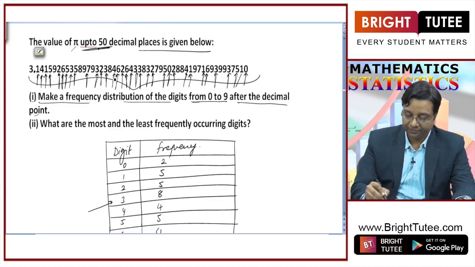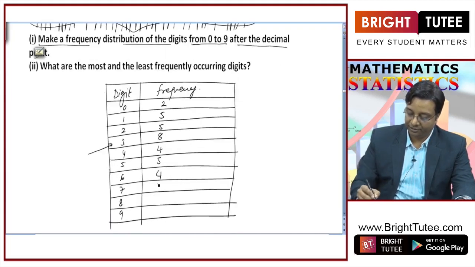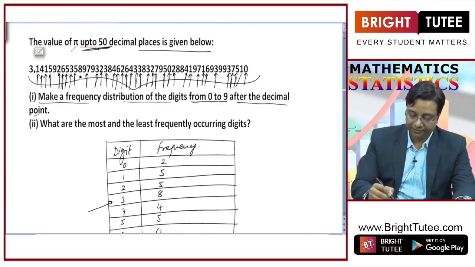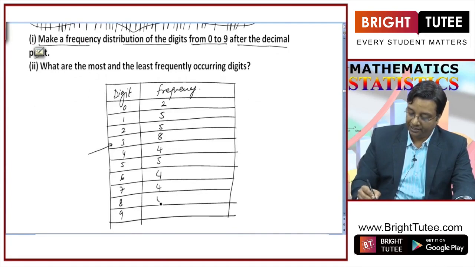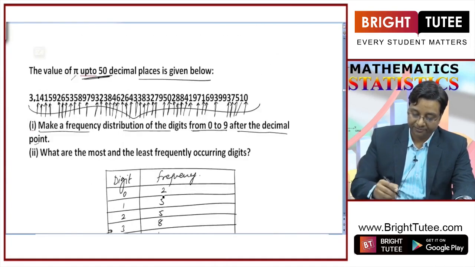7, 1, 2, 3, 4, 4 times. 8, 1, 2, 3, 4, 5. 8 came 5 times. And what about 9?